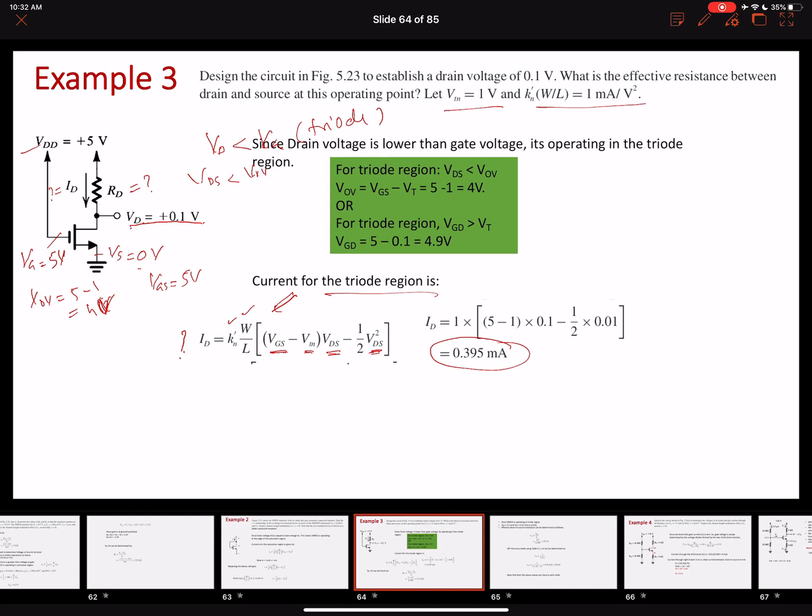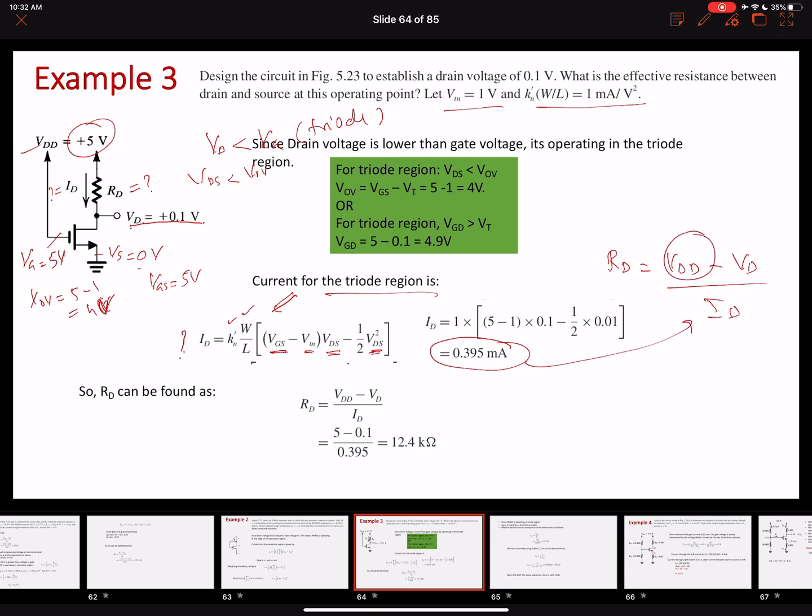Once we have found the drain current, I can easily calculate the value of RD using simple Kirchhoff's law. So RD can be found by this: VDD minus VD over ID. ID comes over here, VDD is your biasing voltage, VD is 0.1 volt. So you can easily find the value of RD, which came out to be 12.4 kilo ohms. So we ended up finding this value as well, RD.